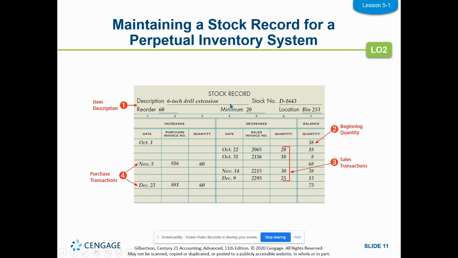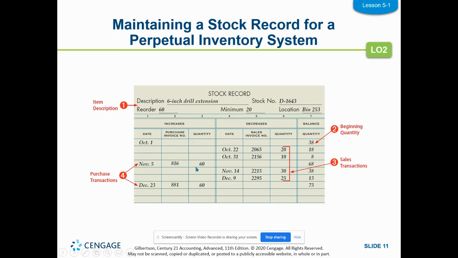It has the description of it, the stock number, when to reorder. So this tells us we're going to have to reorder 60 at a time. It tells us when we need to reorder. So when we get down to 20, and then it tells us where it's located. So I always think of like bolts and stuff. Any kind of big item, or when it says location bin 253, I think of Home Depot and Lowe's.